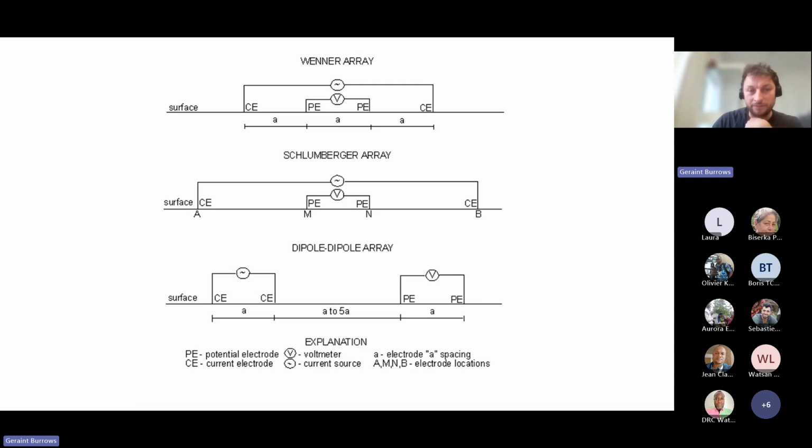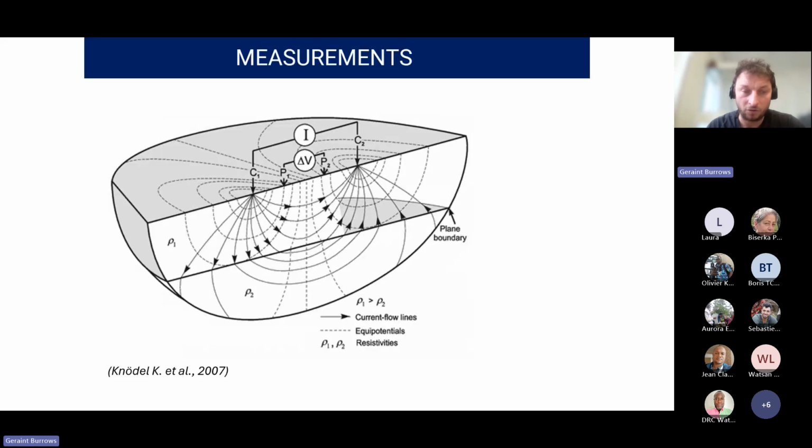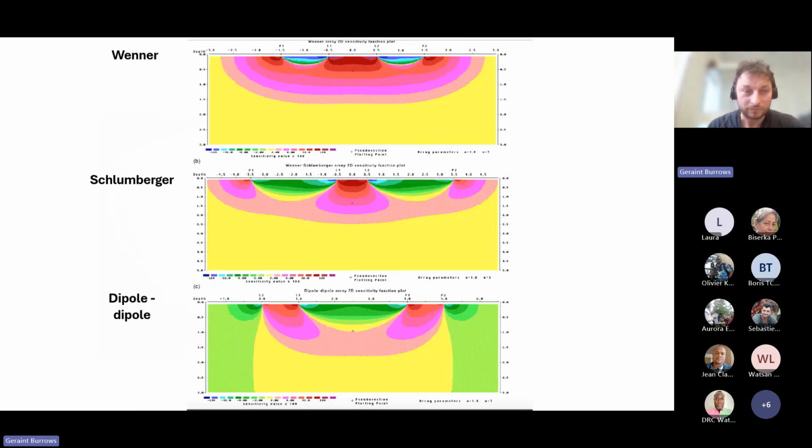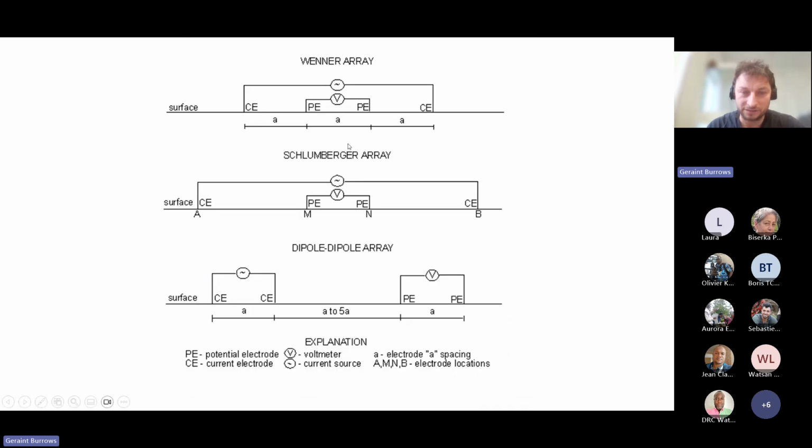Depending on the array, there are different types of array that you can use, and the array will determine the shape of that, and where the main average of the measurement that you're picking up is coming from. It's a bit easier to describe here. So there are three different arrays that are generally used.